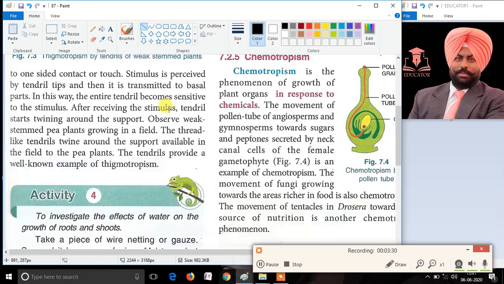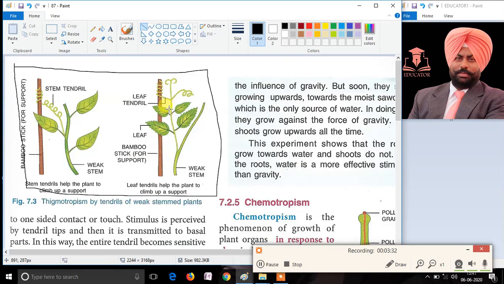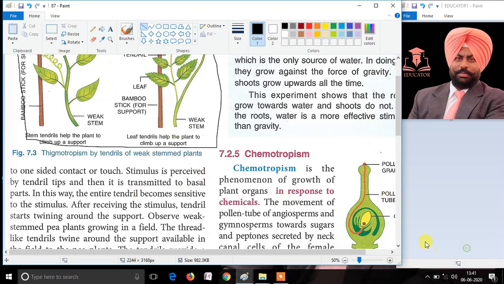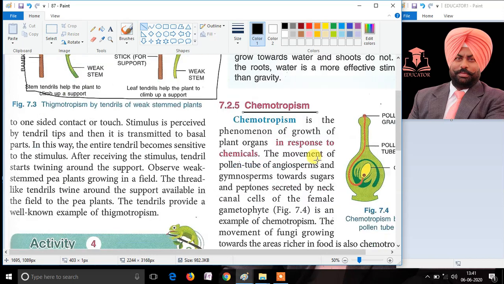Moving on further, let's discuss another trophic movement, that is chemotropism. Chemotropism is the phenomenon of the growth of a plant organ in response to chemicals. Whenever certain parts of the plant grow towards a chemical, that is called chemotropism.